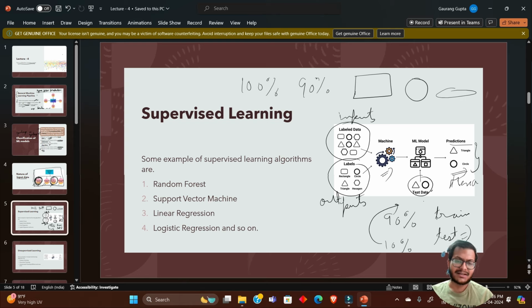So that's the thing. There are certain algorithms which are used: random forest, support vector machine, linear regression, logistic regression, and so on. In supervised learning, there are many algorithms actually. I just listed four most famous of them. You can also look into it. I will suggest you look into the sklearn library. They have a very long list of different supervised learning models. You will find it interesting.